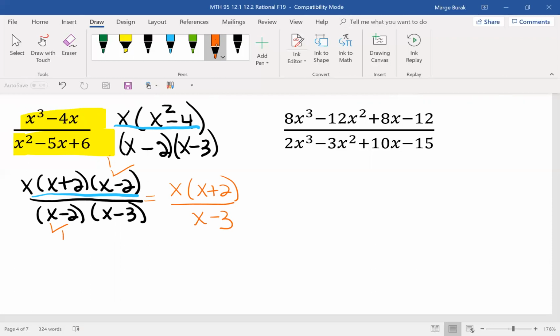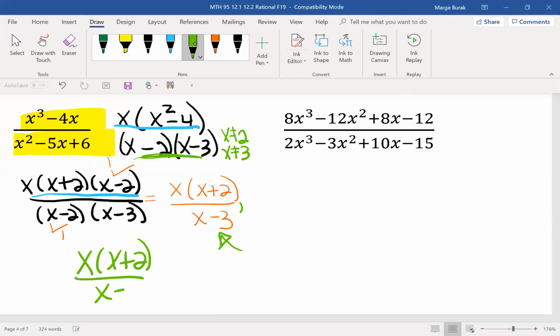Did I have any domain restrictions? I sure did. Let's look at this one. It's already factored for us. X cannot equal, just in the denominator, 2, and x cannot equal 3. So I can still see that x cannot equal 3. I don't need to list that, but I do need to list the x cannot equal 2. So my final answer will be, see how you can still see that x cannot equal 3, but you can't tell that x cannot equal 2. So that's why we list it, because it's otherwise invisible.